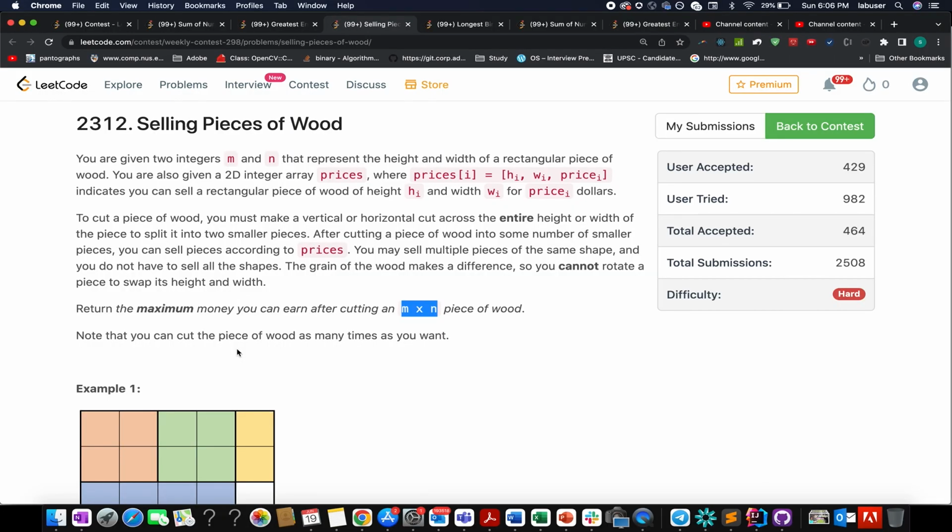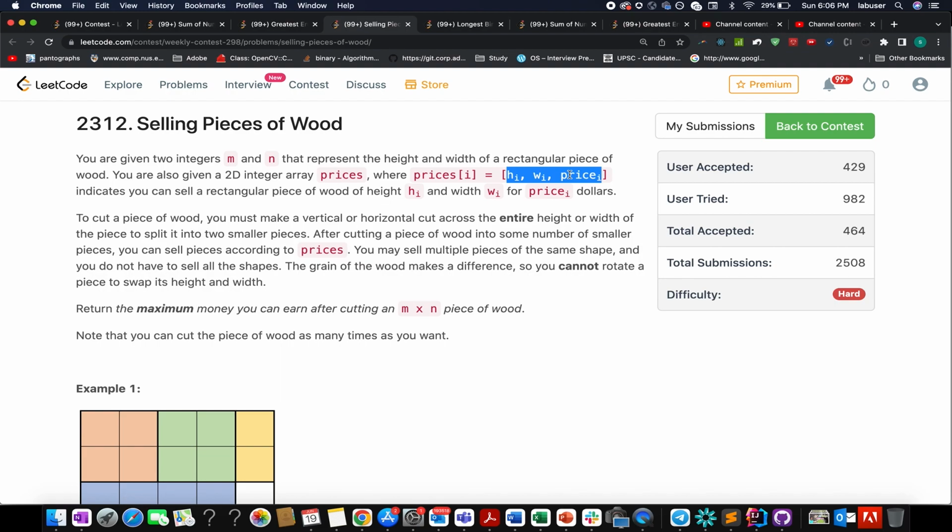Here we are given a big log of wood of size m cross n. We need to cut this big log of wood into smaller pieces and sell them in the market. We're also given a prices array wherein each element has three attributes: the height of the log, the width of the log, and the price for the log. If we have a log of given height and width, its price would be pi.